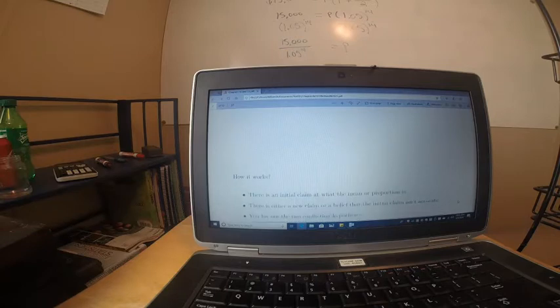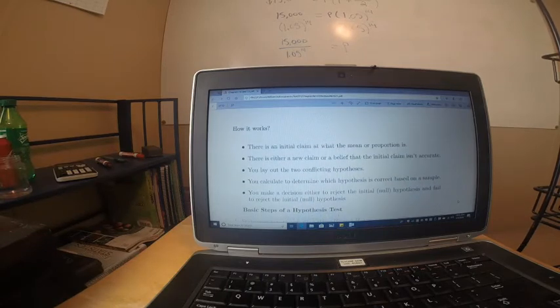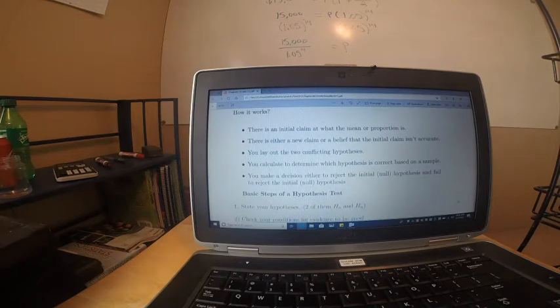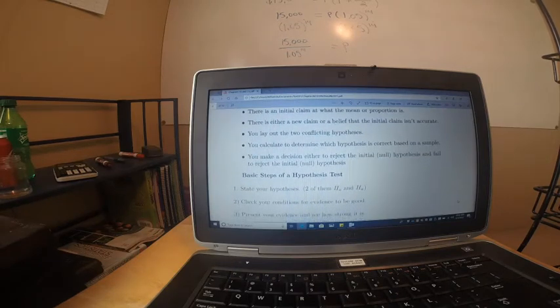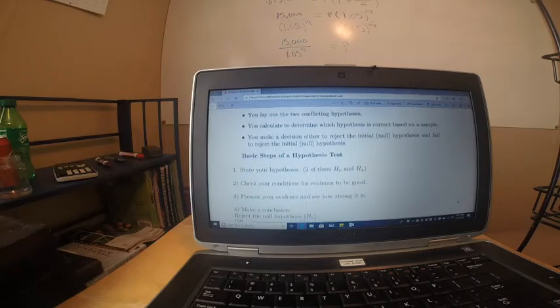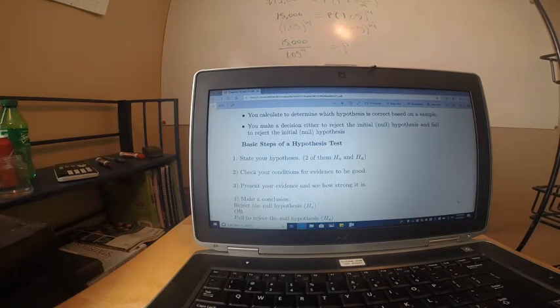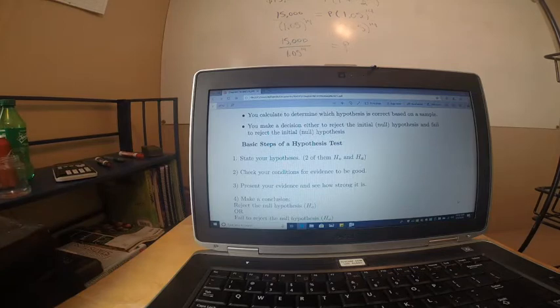You have to have a little more information, but here's how it works. There's an initial claim about what the mean or proportion is, and then there's either a new claim or belief that the initial claim isn't accurate. You lay out the two conflicting hypotheses. You calculate to determine which of the hypotheses is correct based upon a sample. You make a decision either to reject the null hypothesis or fail to reject the null hypothesis. So that's what we do in this class. We either reject the null hypothesis or fail to reject the null hypothesis.